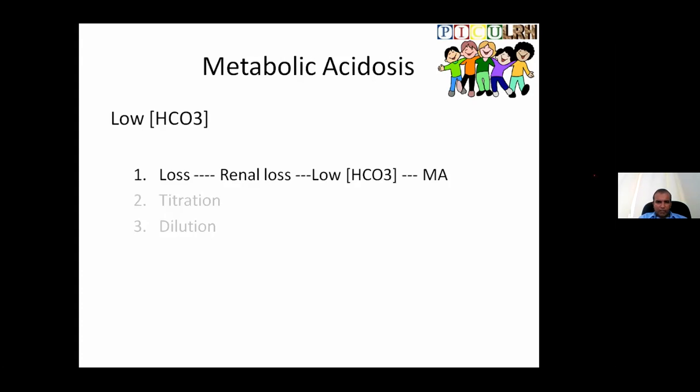So loss is very simple. Bicarbonate can be lost through vomiting, diarrhea, or renal loss. If there is a loss of bicarbonate, the treatment is replacement. That is why in renal tubular acidosis, where bicarbonate is being lost, you have to give bicarbonate. There's no question about it.